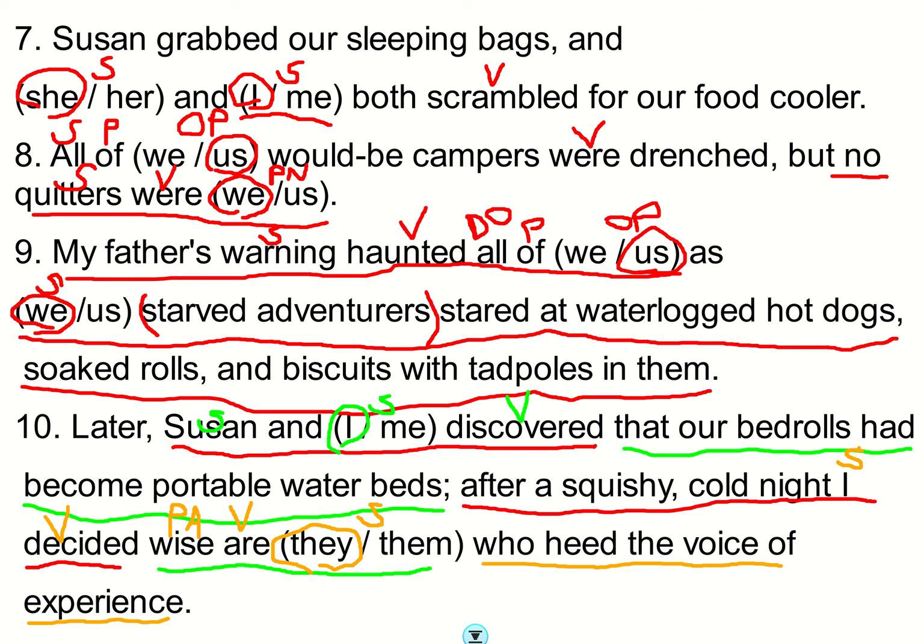And then lastly, if we're looking at the last part of the sentence, double checking our pronoun, who heed the voice of experience. Who is a subject, heed is a verb, and voice is a direct object. And who is correct because it is the subject of that clause. All right, so that wraps up our review of just the basics of pronoun case. The next thing we're going to look at then is incomplete construction.